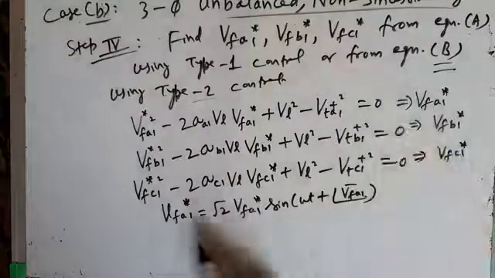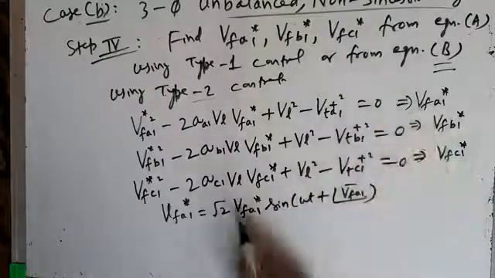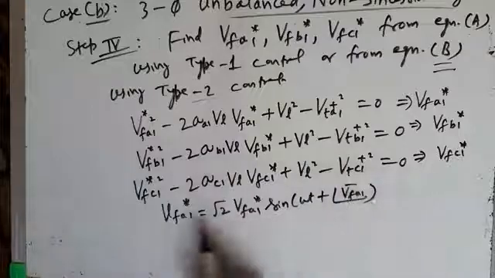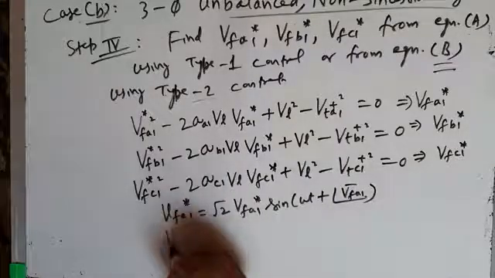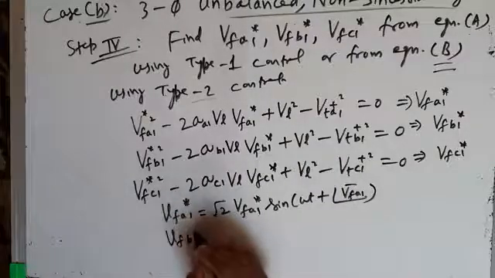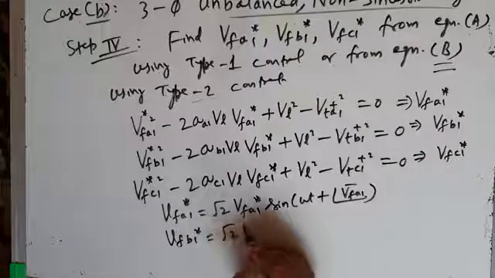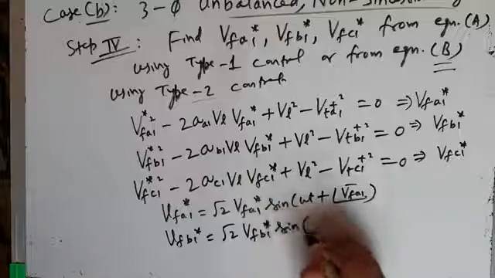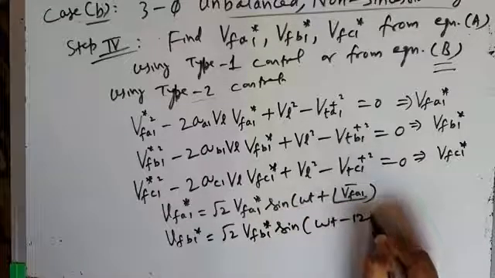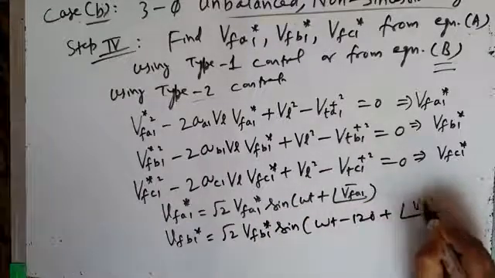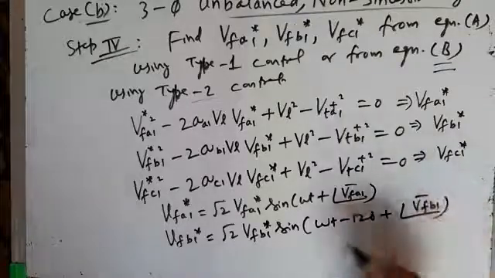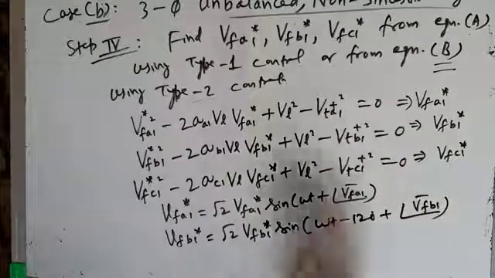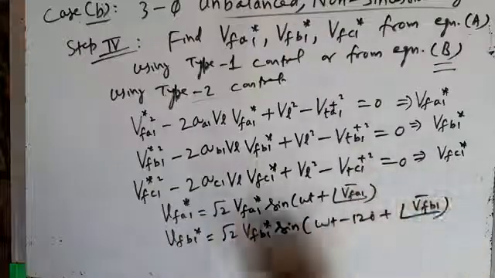VFA1 star आपको यहाँ से मिला. So this is the RMS value, and the instantaneous value of this fundamental component का VFB1 star will be root 2 VFB1 star into sine of omega t minus 120 degrees plus phase angle of VFB1, which you have calculated in probably step number 2, these phase angles.